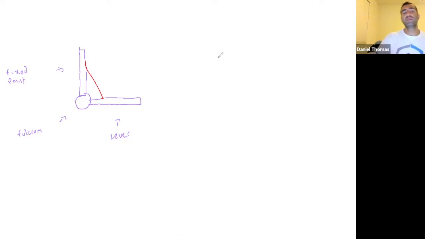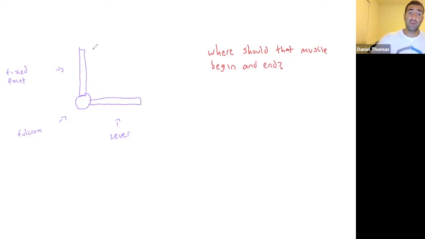Now the question is where should that muscle begin and end? Very valid question. Why can't it just happen over here? Why can't it happen like this? Or what about right in the center? Is there a difference? And the answer is yes.